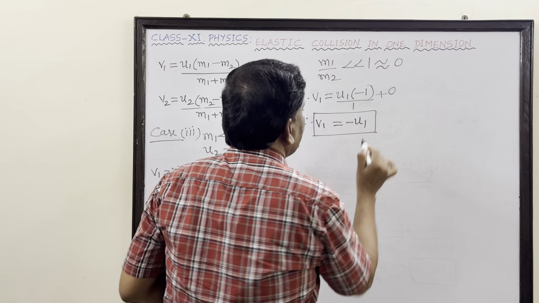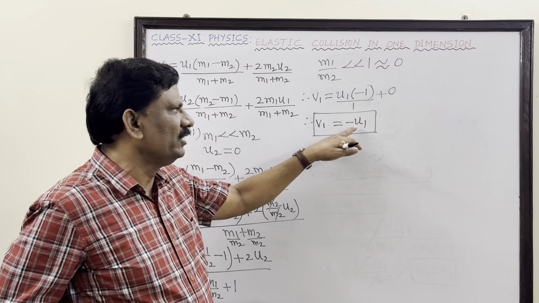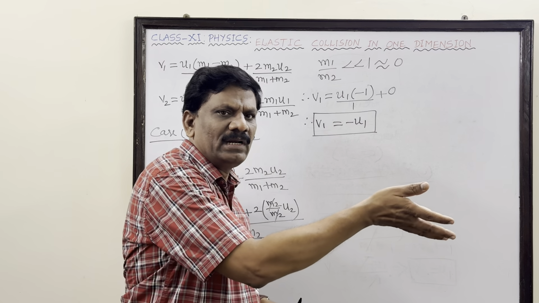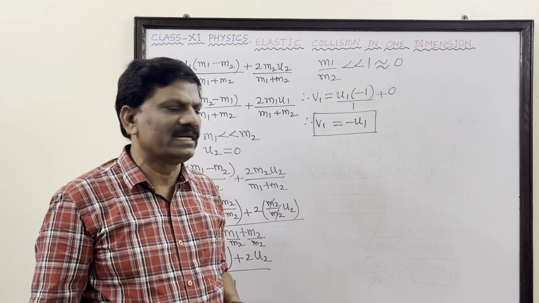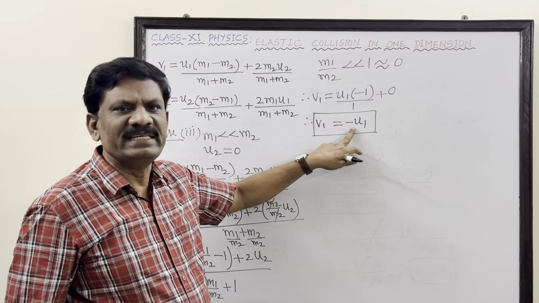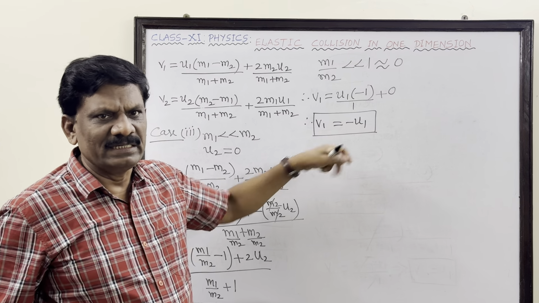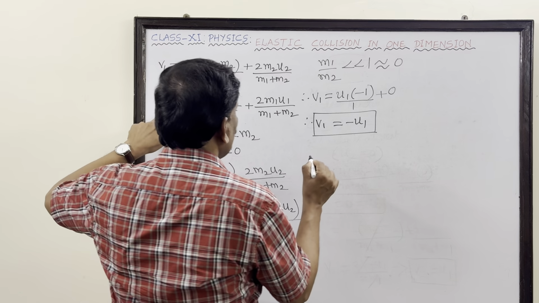I told you, suppose a ball is rolling with the initial velocity u1, it will hit the wall and rebound with the same magnitude of velocity in the opposite direction. So the final velocity of the ball must be equal to the negative of its initial velocity. Understand? Similarly, now you get an expression for v2.